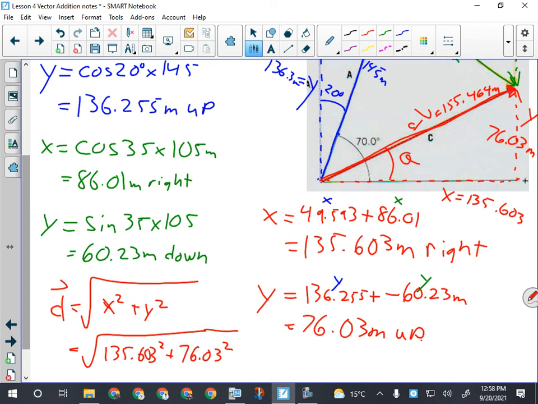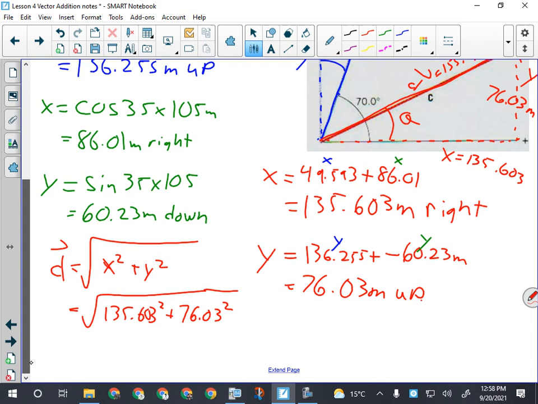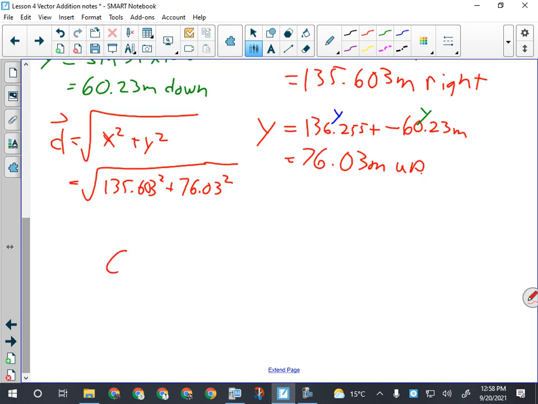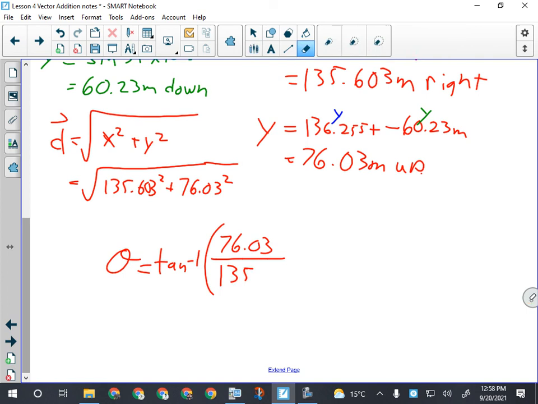Okay? So I'm going to use tan. So I'm going to use the opposite side and the adjacent side in order to get theta. Okay, so that's my last step. Theta equals, okay, tan to the minus 1 of the opposite side, which for me was 76.03, divided by the adjacent side, 135.603.